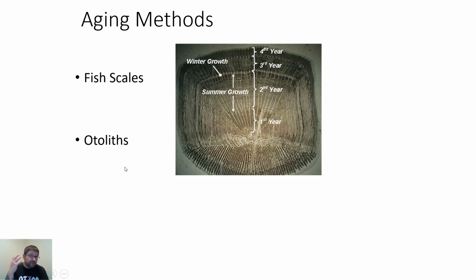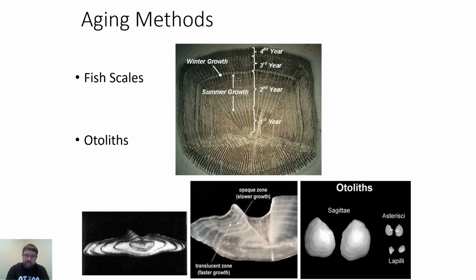Otoliths, on the other hand, are inside the fish's head, and they don't suffer that kind of damage from the environment. Here you can see different otoliths. You have the sagittae, the asterisci, the lapilli. Like I said before, for most fish you're using the sagittae and the asterisci. Very few fish use the lapilli. They have 3 on each side, so that's why you see 6 otoliths here.